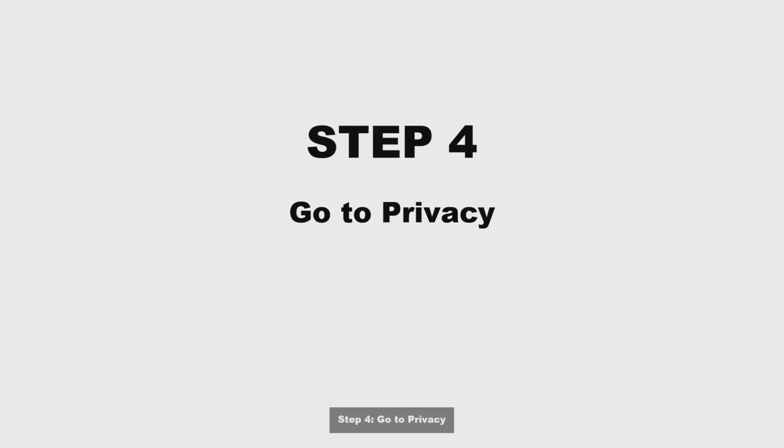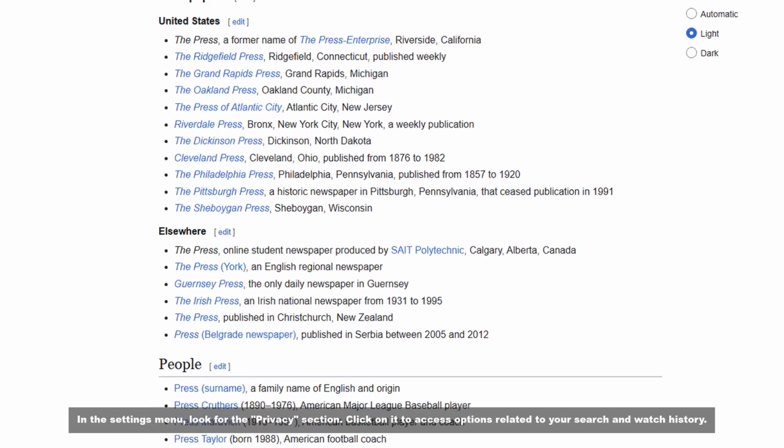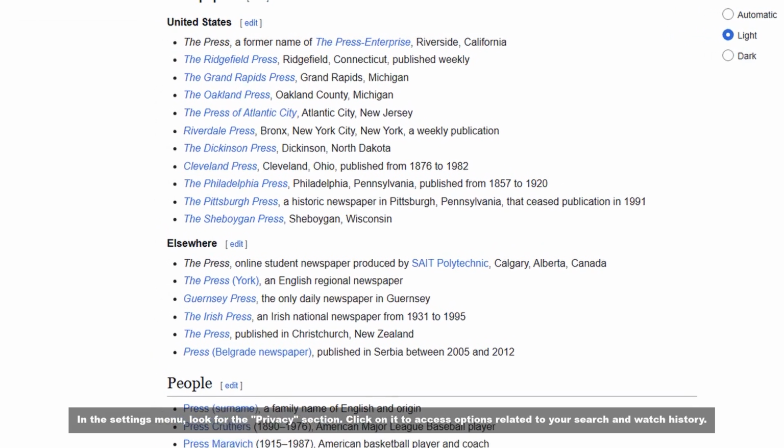Step 4. Go to Privacy. In the Settings menu, look for the Privacy section. Click on it to access options related to your search and watch history.